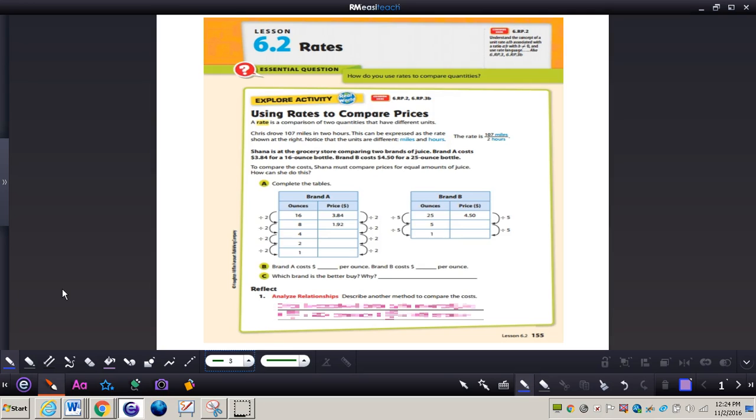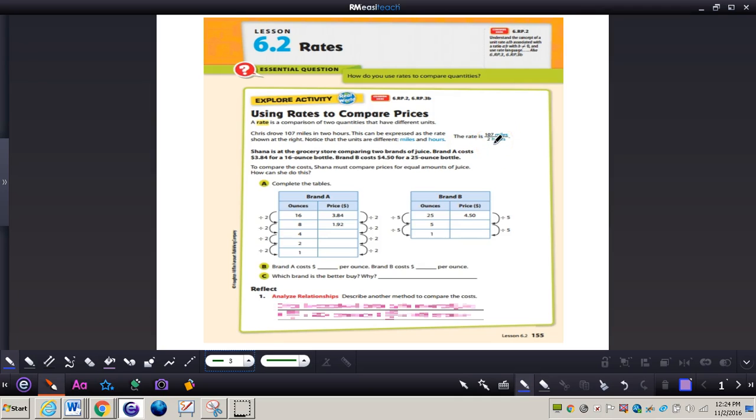I want you to look at your book or screen as I read this section: using rates to compare prices. So a rate is a comparison of two quantities that have different units. So for example, it says Chris drove 107 miles in 2 hours. This can be expressed as the rate shown at the right. Notice that your units are different. So we have miles and hours. So obviously miles is different than hours. Miles deals with distance, hours deals with time. So that's what it means by two quantities that have different units. Quantities, remember, are 107 and 2.